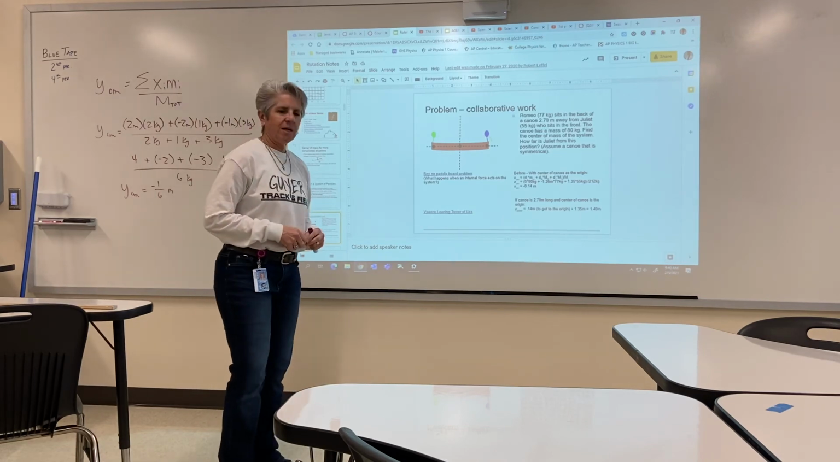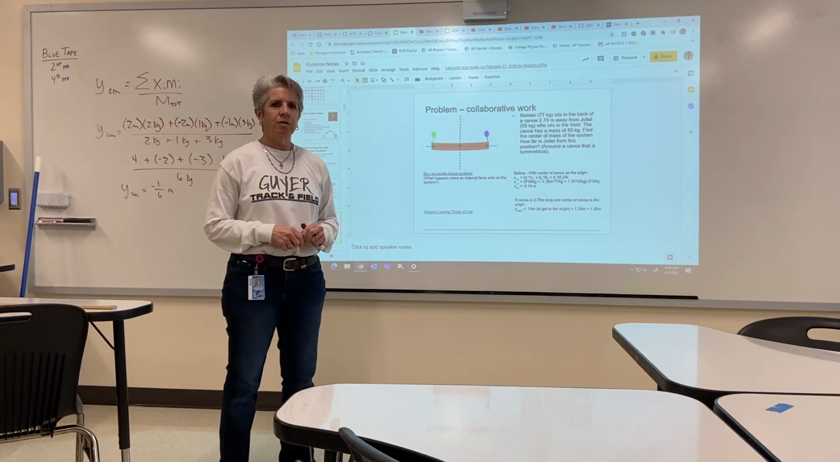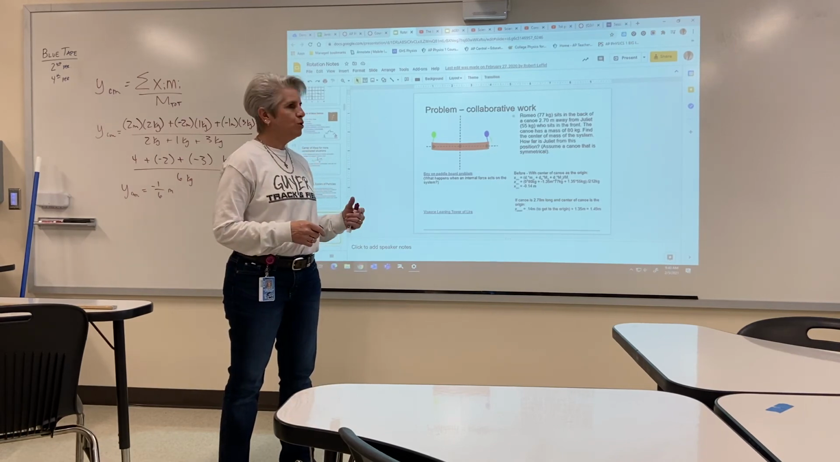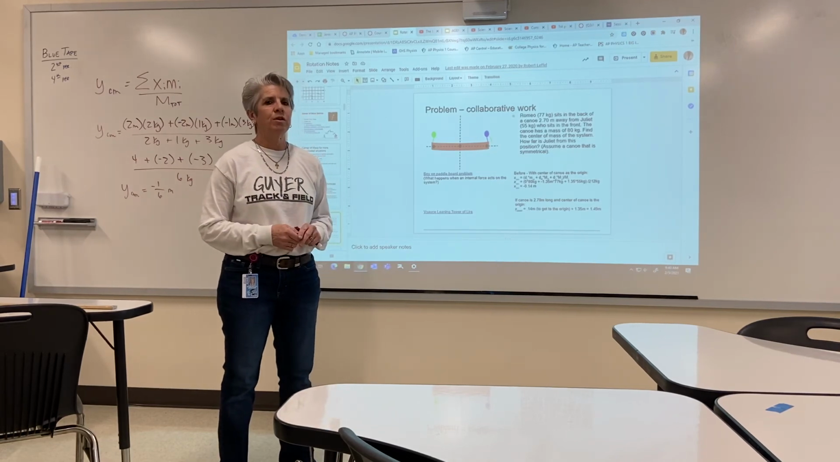All right, this takes a lot of practice, so make sure that you're paying attention to it and kind of draw it out, sketch it out, and we'll continue to use center of mass as we move into our unit on rotational motion.